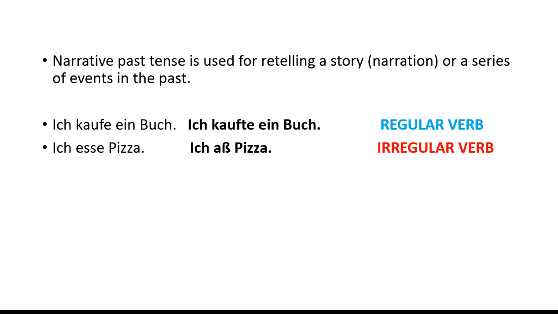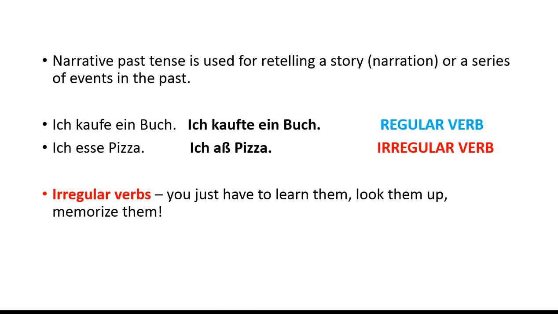As we look at the irregular verbs, though, things get a little crazier. From present tense, ich esse Pizza, now becomes ich aß Pizza. That's not a bad word. It just means I ate pizza instead of I eat pizza. So because this is so crazy, you just have to learn them, you have to look them up, and you're gonna have to memorize them.